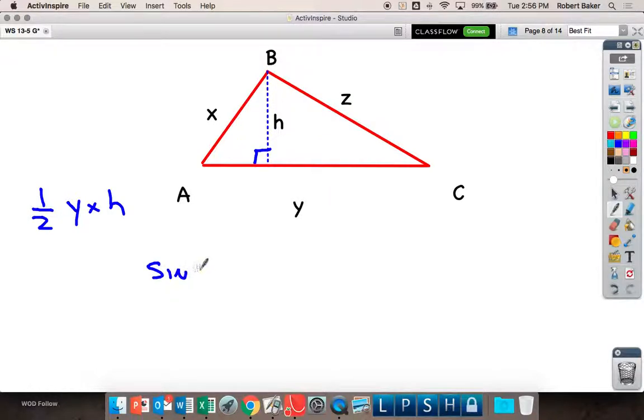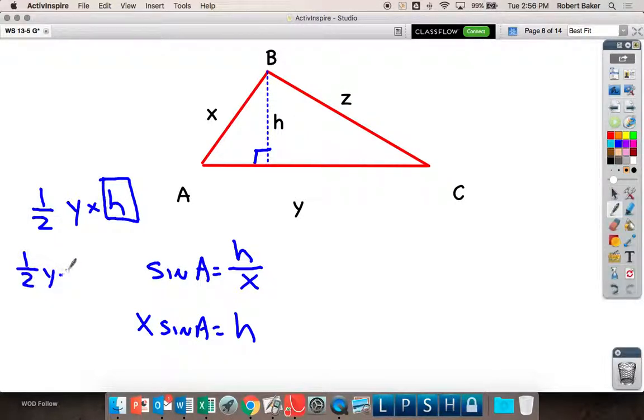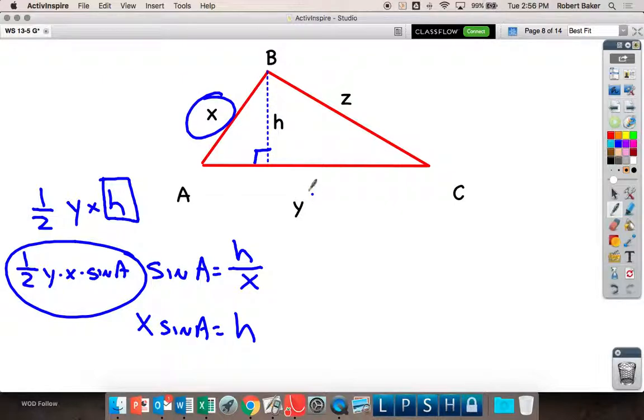Well, the sine of A is equal to opposite over hypotenuse. I'm going to move the X over here. X sine A equals H. What does H equal? X sine A. So 1/2 of Y times X times the sine of A. Now look at what that means. It looks confusing, but it's visually easy. 1/2 times X times Y times the sine of the angle between them. We'll calculate the area of that entire triangle.